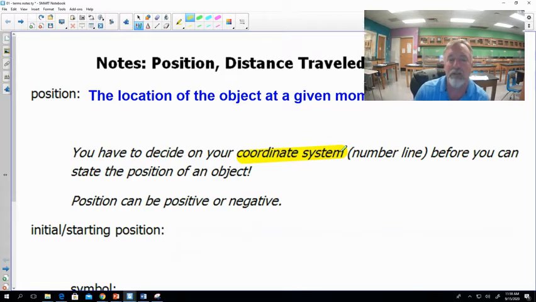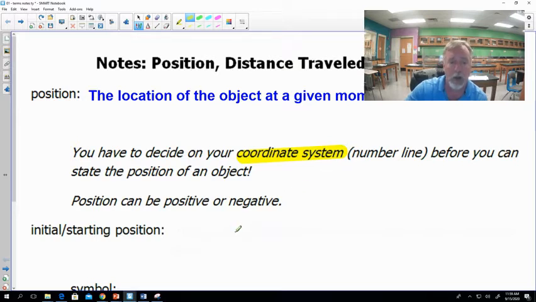So when we're talking about position, we have the location of that object, but we have to have it with reference to some sort of a coordinate system, right? Otherwise, it doesn't mean anything. It points here, so where is that point? You need something to back that up. Now, a position can be positive or negative, just like on your number line in math, you can have negative numbers and positive numbers.